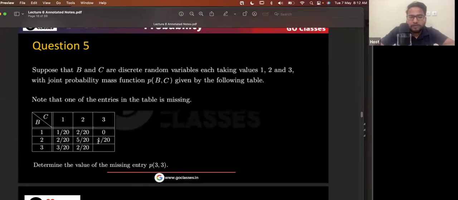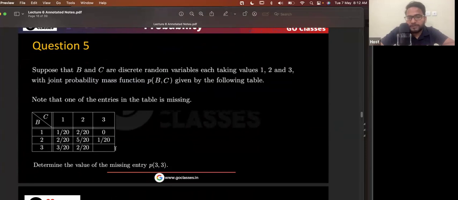Now, this particular question is basically regarding the joint probability distribution, the joint mass function. In this question, they are saying to note that one of the table entries is missing. Let's suppose this is missing. Determine the missing entry.